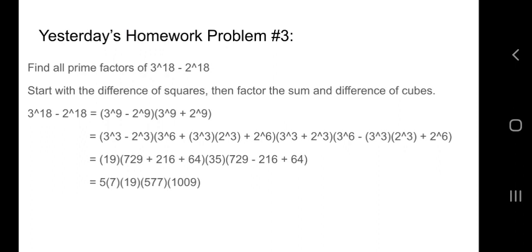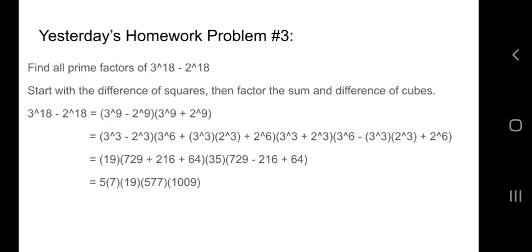So finally, we're just going to compute by hand what these parentheses values are. So 3 cubed is 27, minus 8 is 19. 3 to the 6th power is 729, 3 cubed is 27, 2 cubed is 8, 27 times 8 is 216, 2 to the 6th power is 64, and then we have 27 plus 8 is 35, that's the third factor, and finally we have 3 to the 6th, which is 729, minus 27 times 8, which is 216, plus 64.